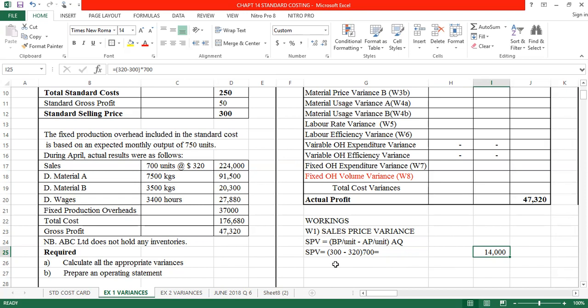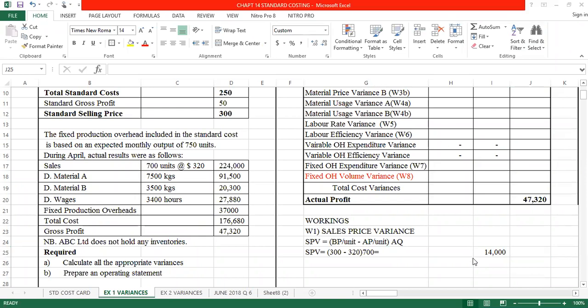So let's look at my reasoning. We had budgeted to sell this product at 300. We actually sold at 320. Did we gain or did we lose? You can type for me. Is it favorable? If you gain, it is favorable. If you lose, it is adverse.